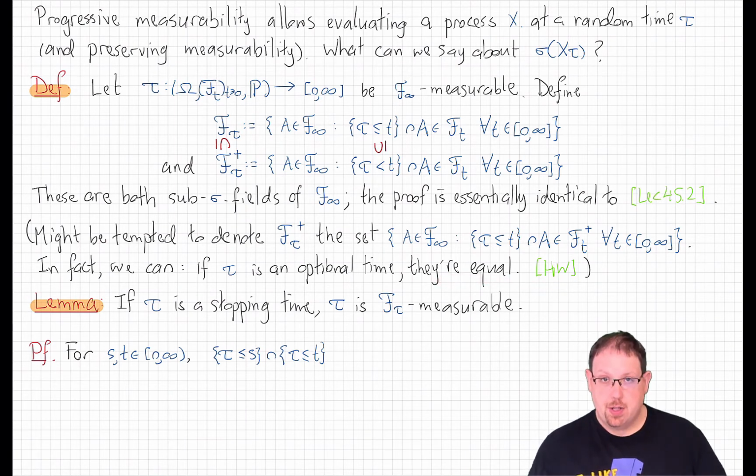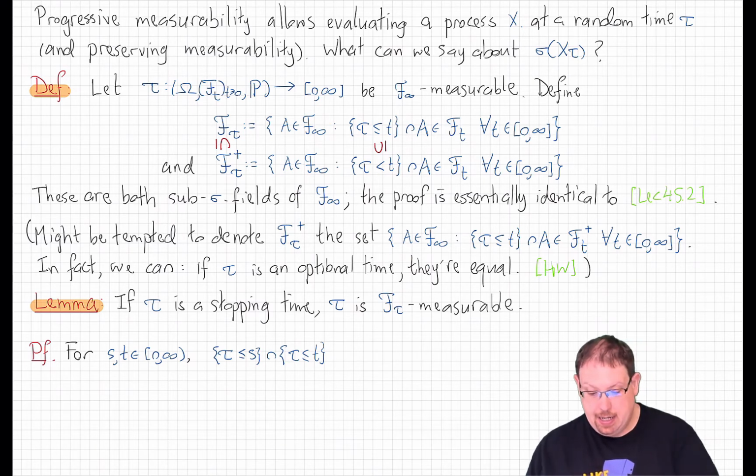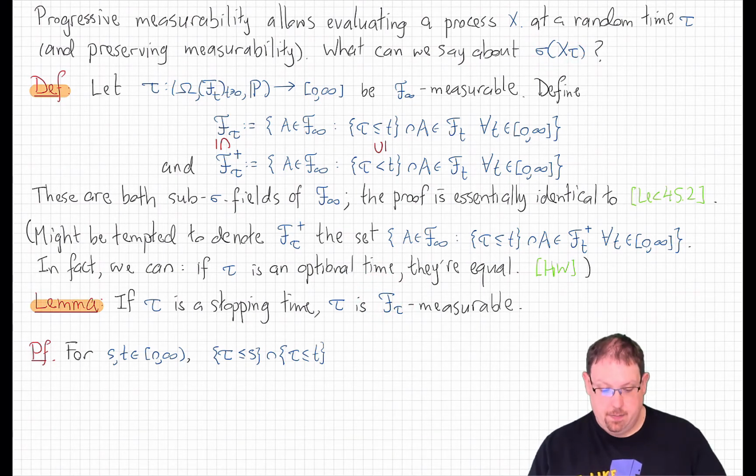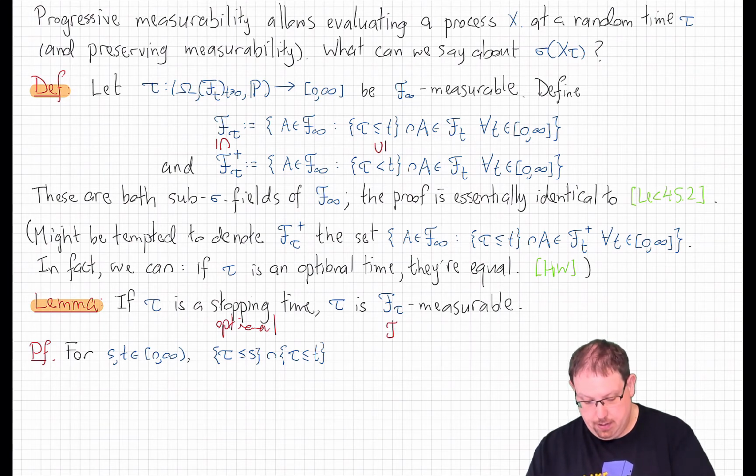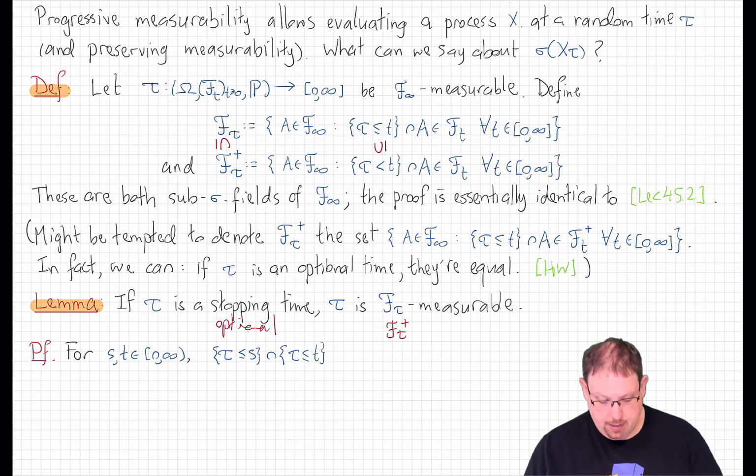Now, the first result, mirroring what we saw in the discrete time setting, is that if tau is a stopping time, then tau is F_tau measurable. So that is, this sigma field is contained in here. If it is only an optional time, then we may need this larger sigma field, F_tau+, to get measurability. I'll just consider the stopping time case here. The optional time argument is almost exactly the same.